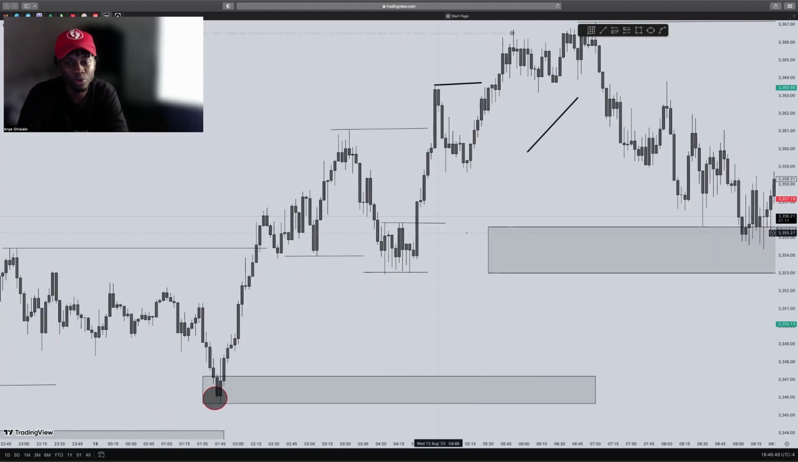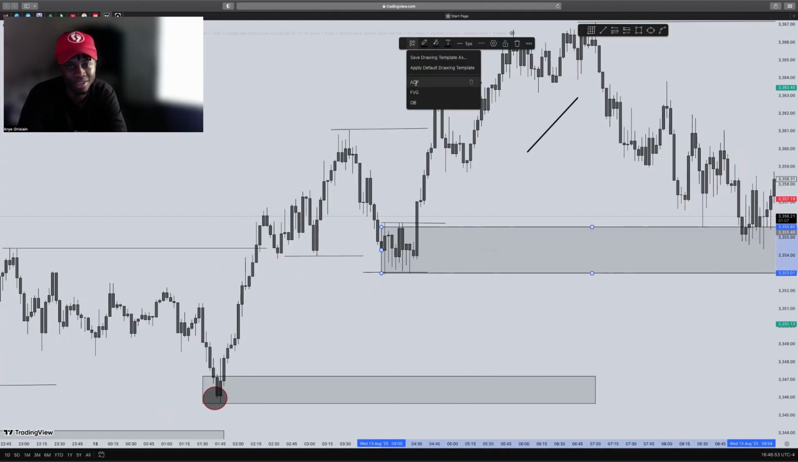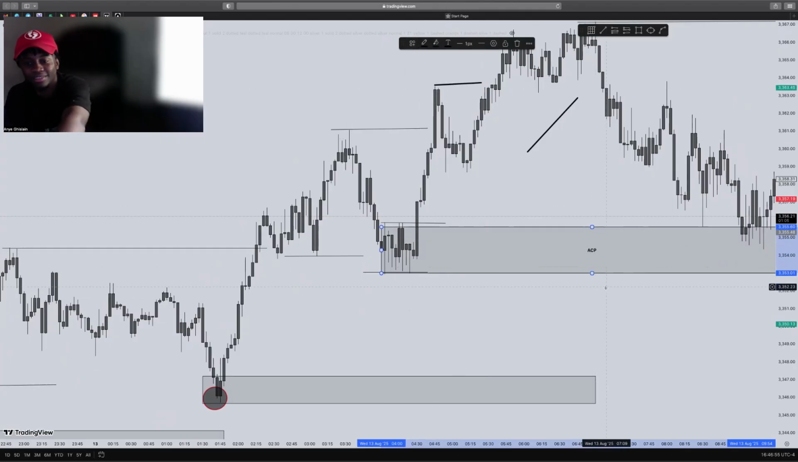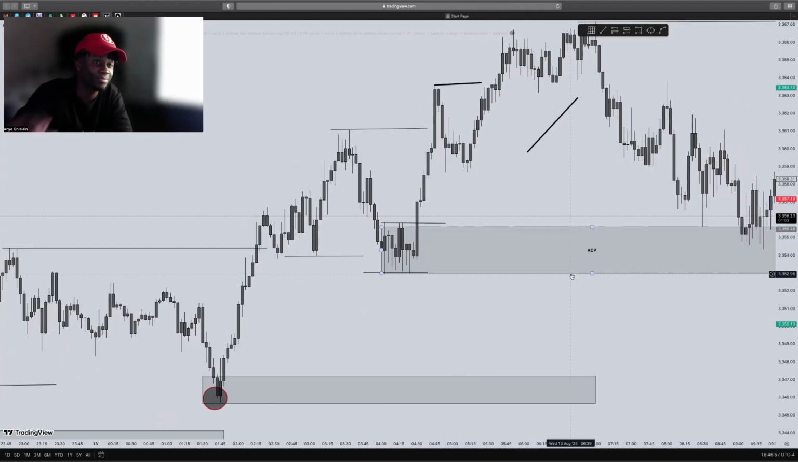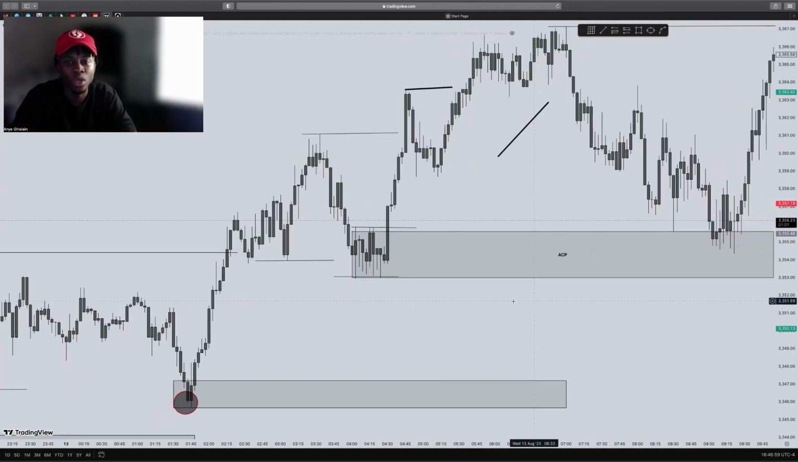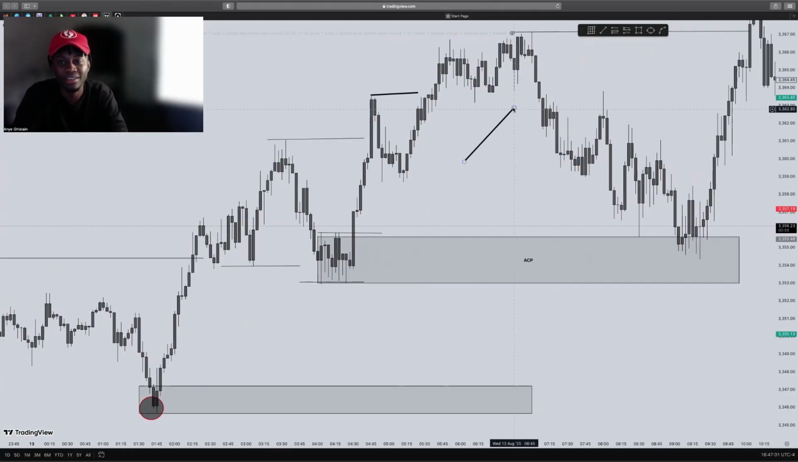Now, what happens when price gets back to this marketplace? Let me label this ACP right there. You see right there? That's ACP. What happens when price finds its way back to this marketplace?